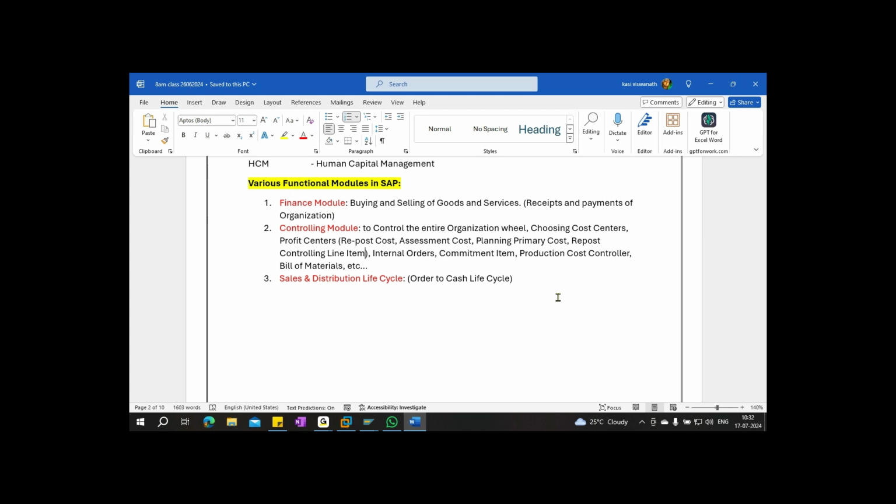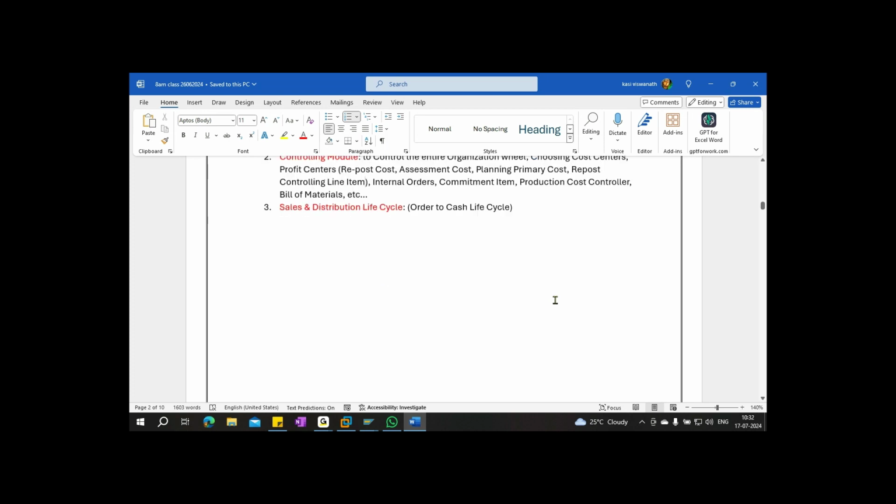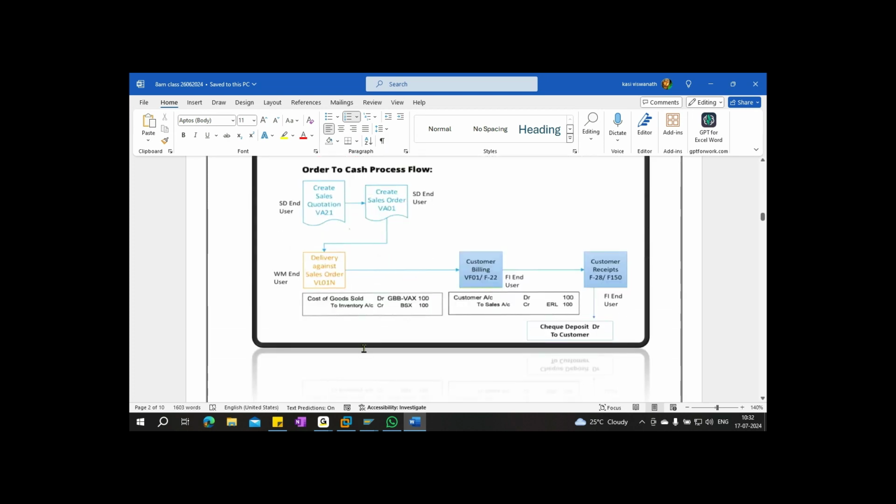Next, the sales and distribution life cycle. Some people call it the order to cash life cycle. If a company wants to sell the product, it's not an easy task. It's a challenging task, right? So we need to maintain a flow of order. Now let's understand the flow of order, like a small diagram here.